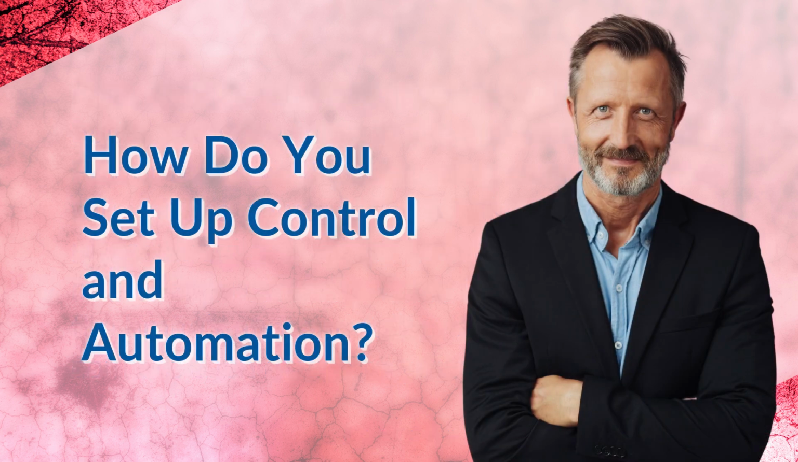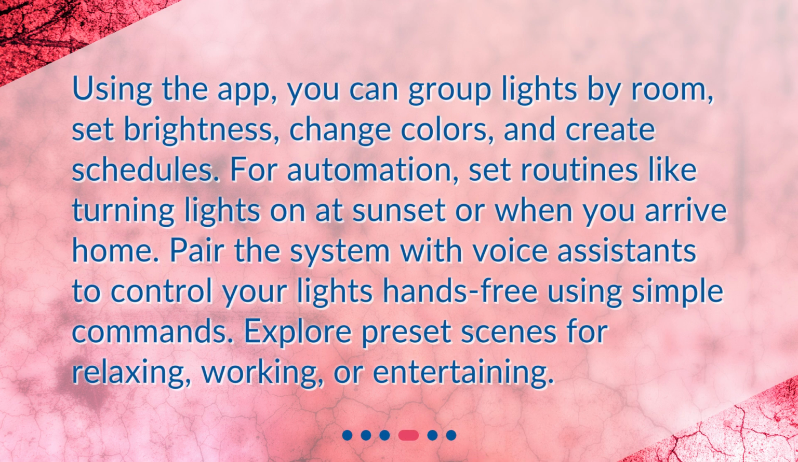How do you set up control and automation? Using the app, you can group lights by room, set brightness, change colors, and create schedules. For automation, set routines like turning lights on at sunset or when you arrive home. Pair the system with voice assistants to control your lights hands-free using simple commands. Explore preset scenes for relaxing, working, or entertaining.